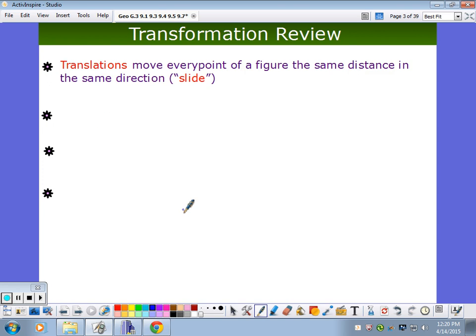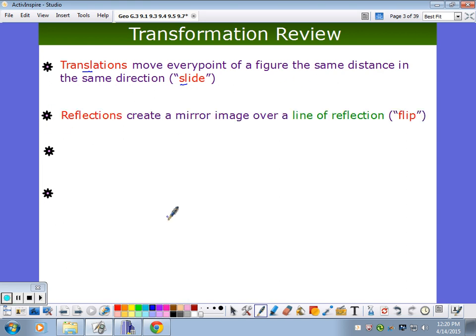A translation. Well, you may not have used the big boy, big girl math words back then. They may have said it's a slide. Did you use that? Yeah. Well, we're going to use the big math words, whether you did before or not. You can remember it's the slide. Look at the SL, the slide in translation. Every point of a figure moves the same distance in the same direction. So you're sliding it around, but you're not turning it. It stays in the same orientation.